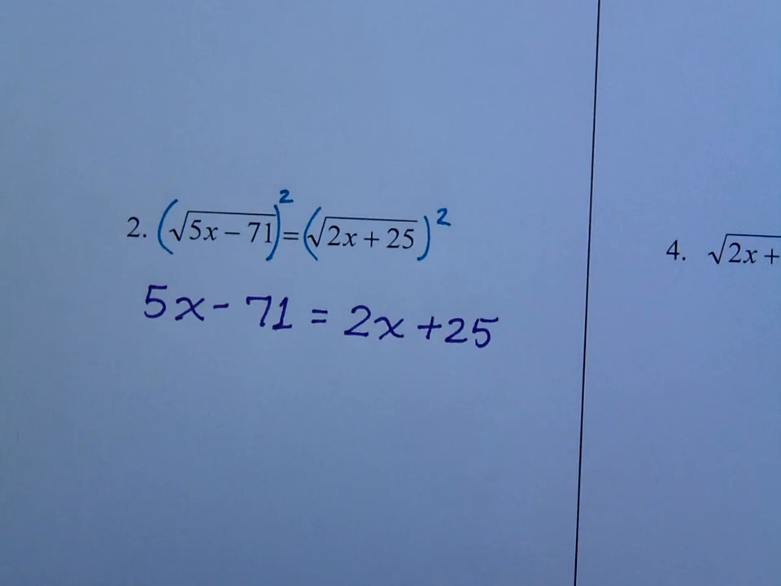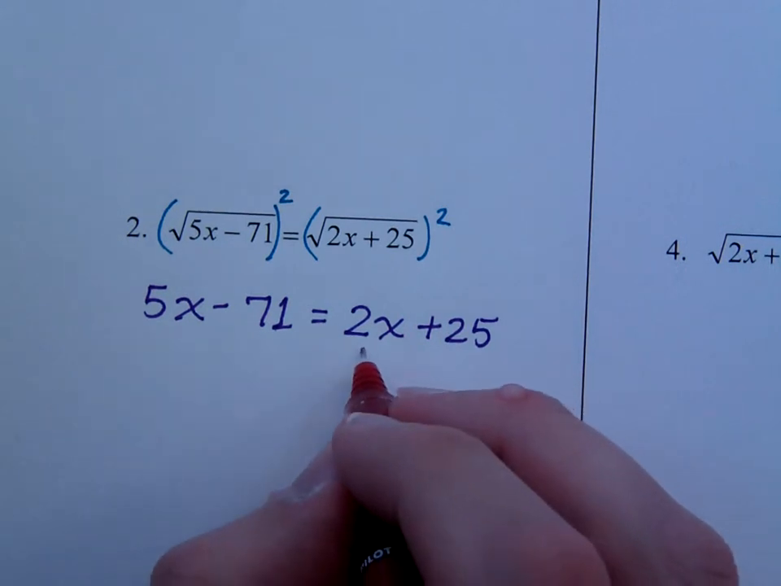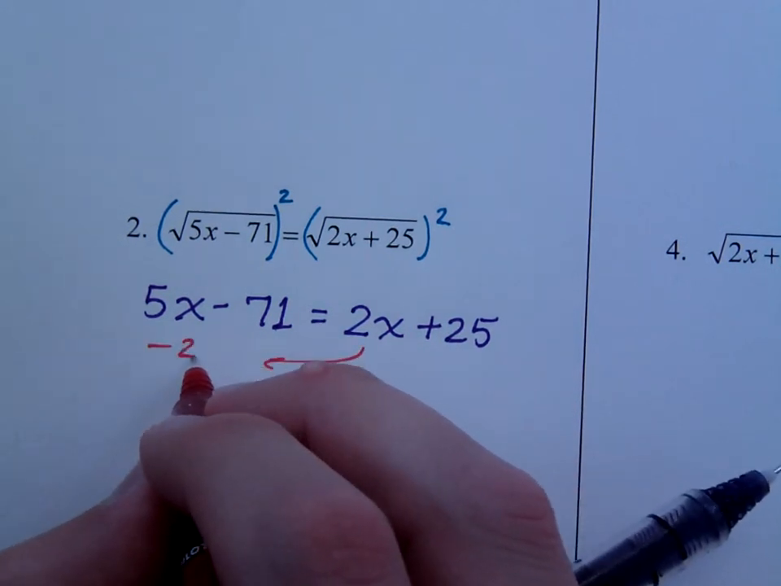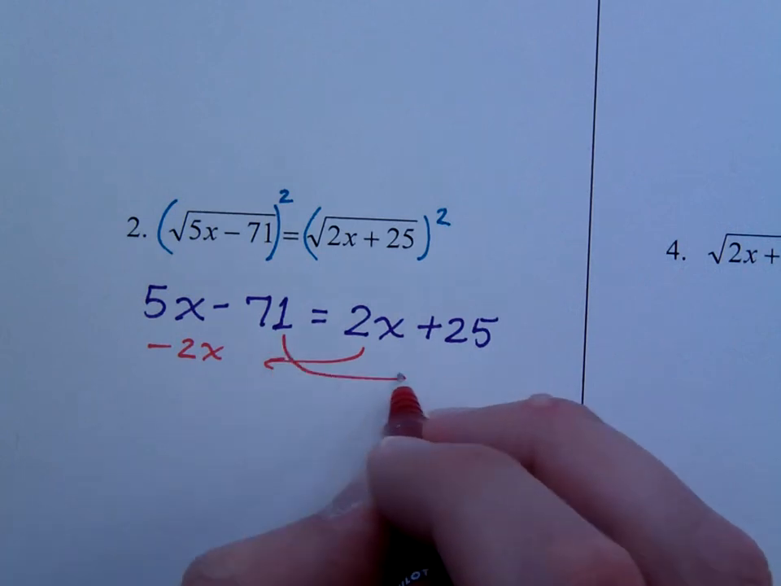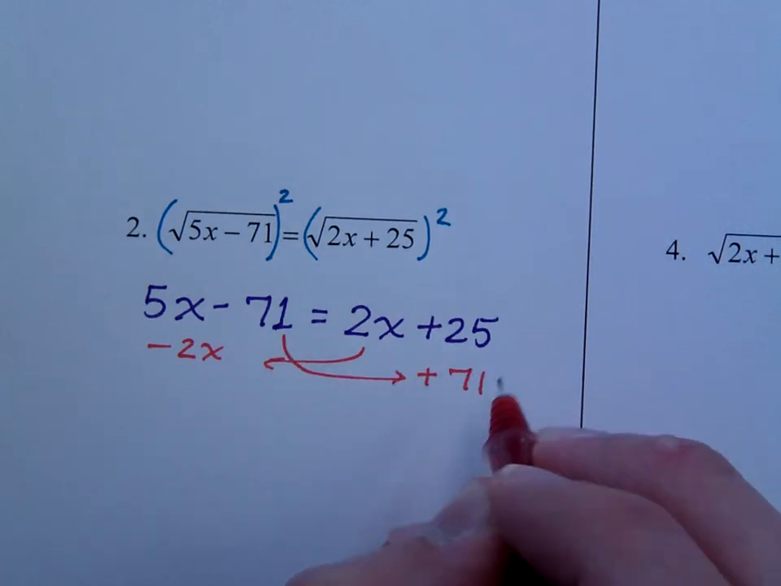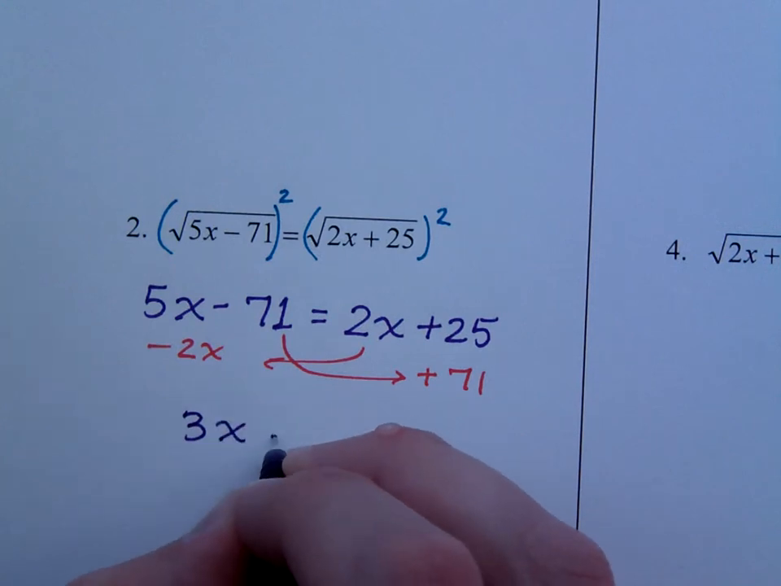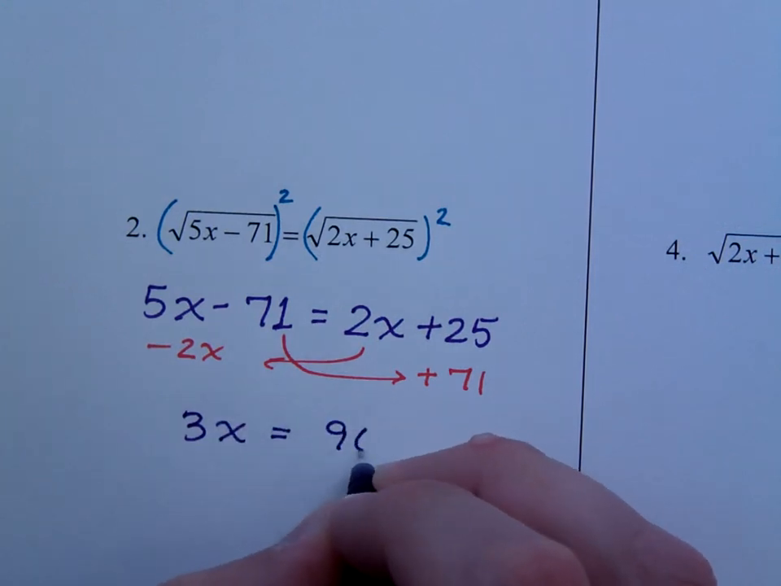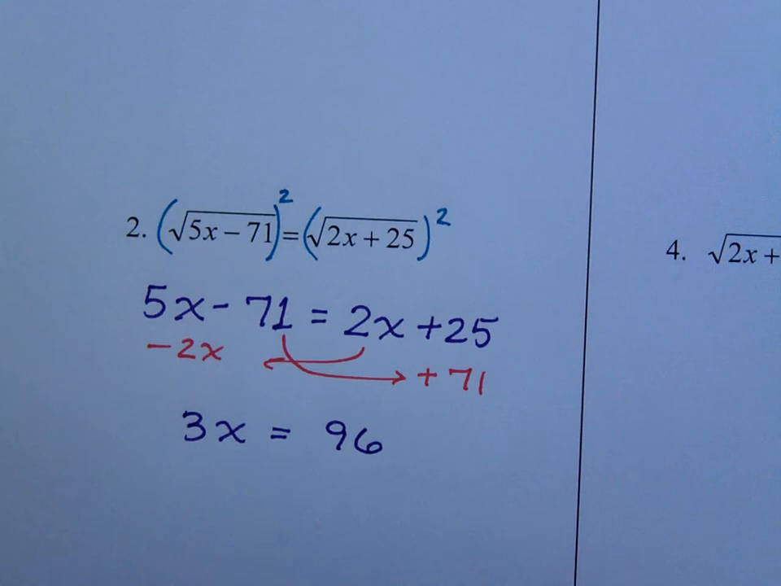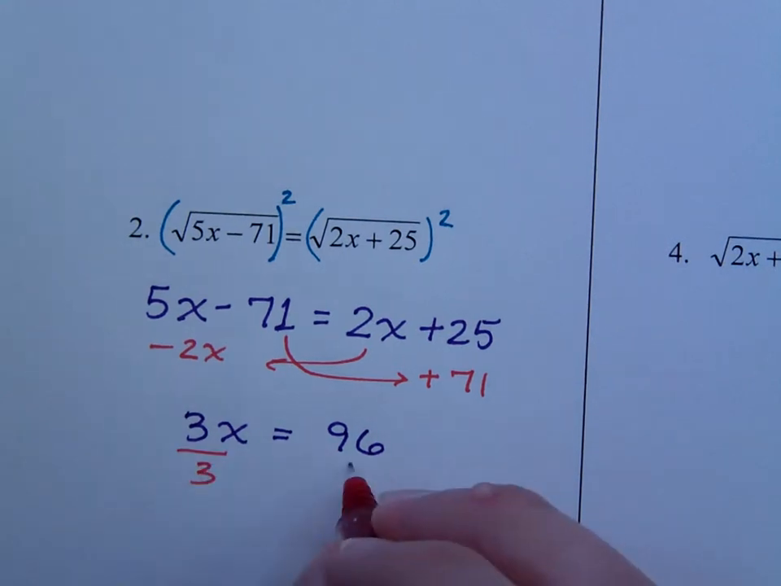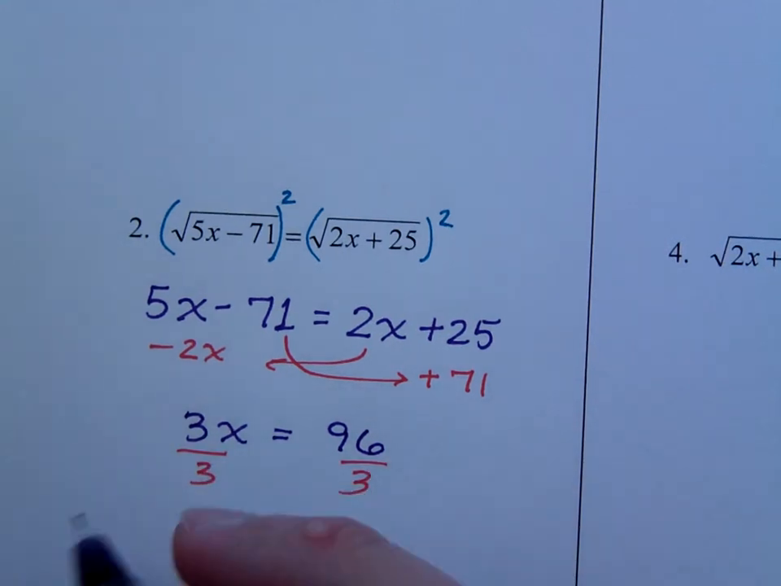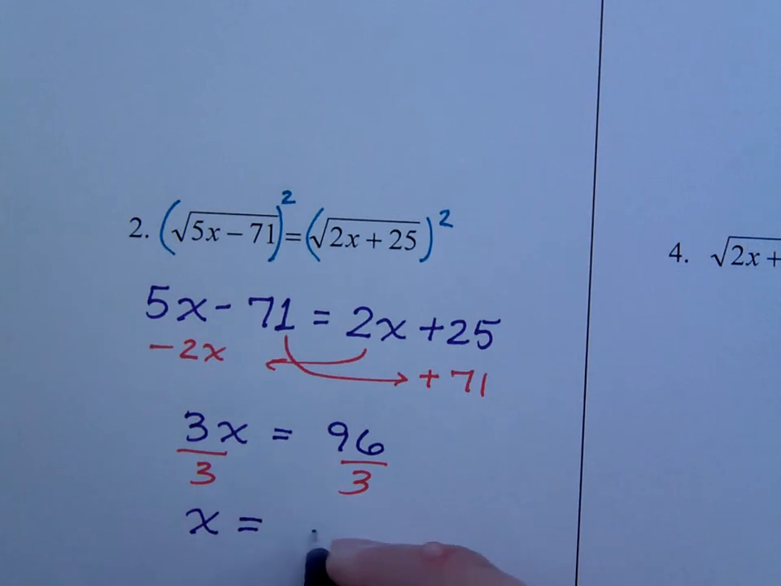This is a nice linear equation, so I'm going to move this over here as a -2x and move this over here as a positive 71. So we have 3x is equal to 96. Finished getting x by itself, so x equals 32.